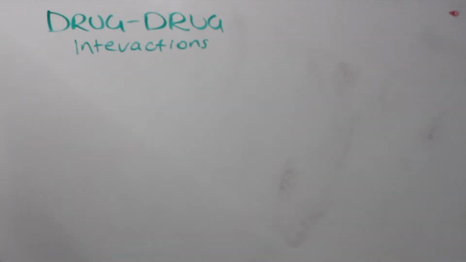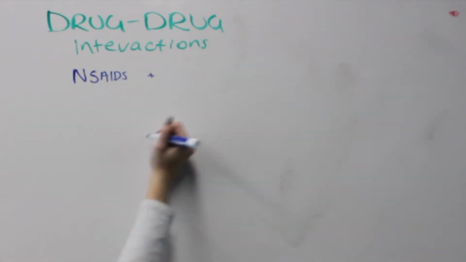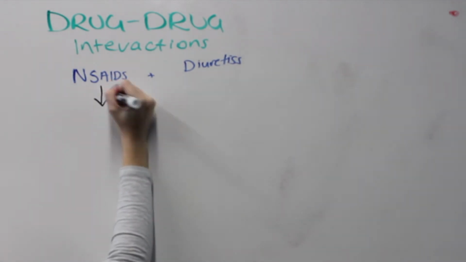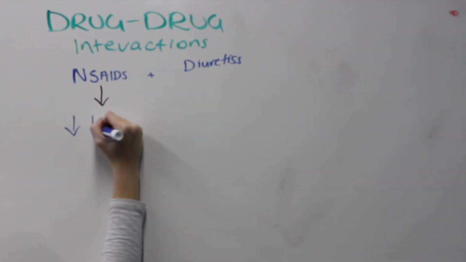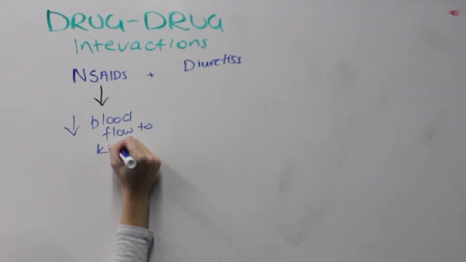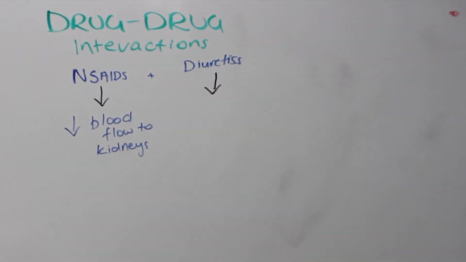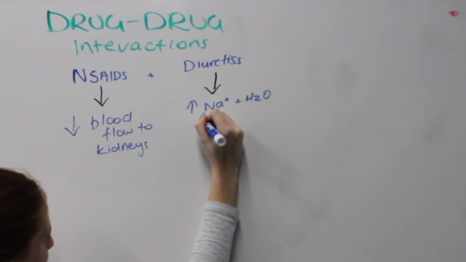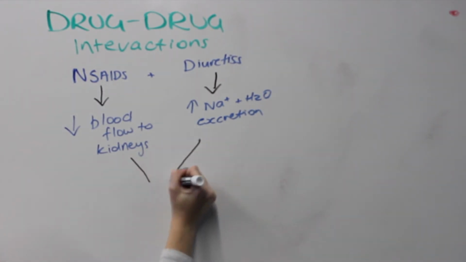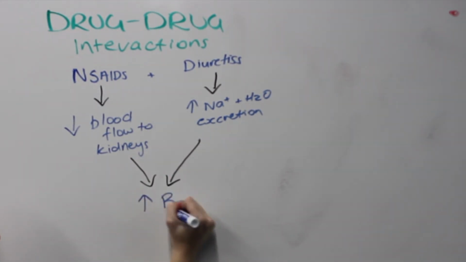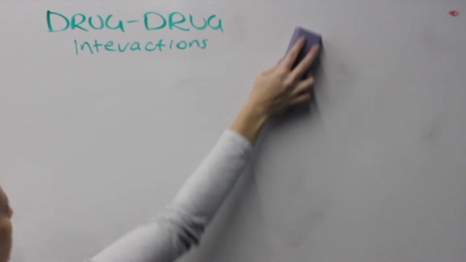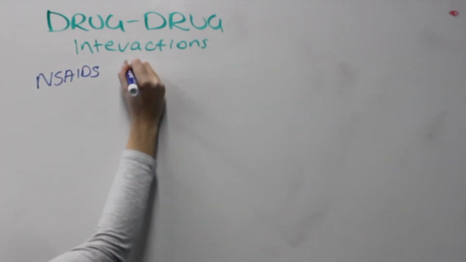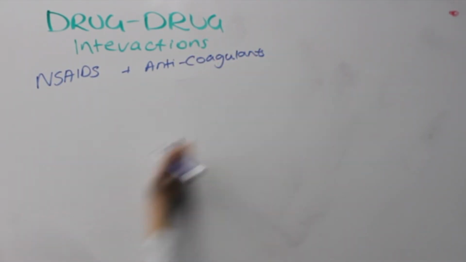NSAIDs can interact with other common drugs, such as diuretics. As we know, NSAIDs reduce blood flow to the kidney, whereas diuretics aim to increase the excretion of sodium and water to reduce your blood pressure. If taken in combination, these competing aims can place extra strain on the kidneys and even potentially raise your blood pressure.